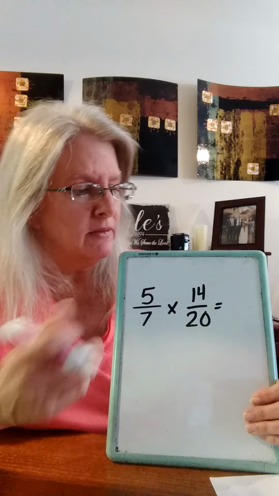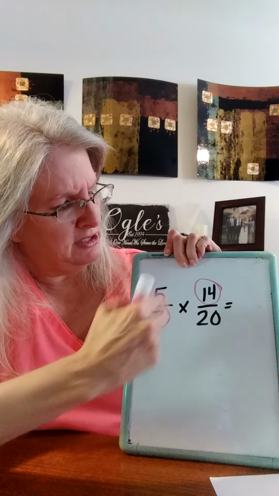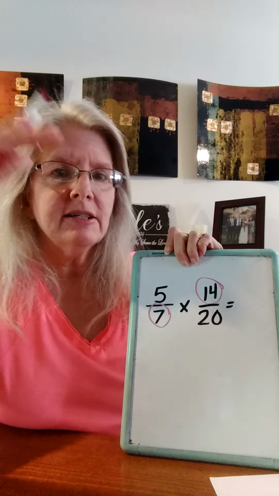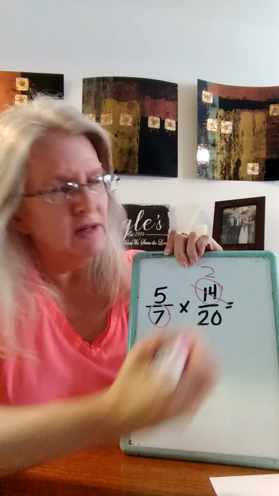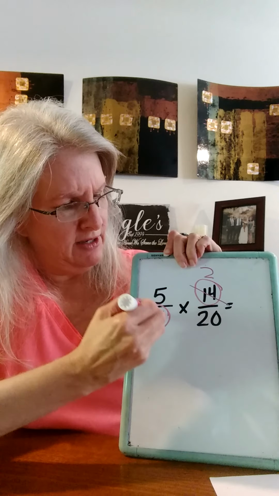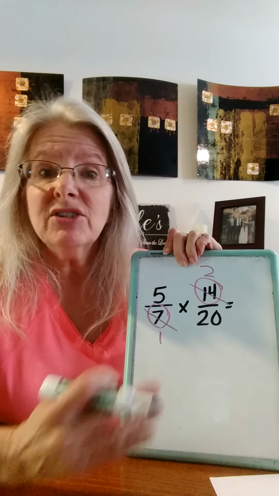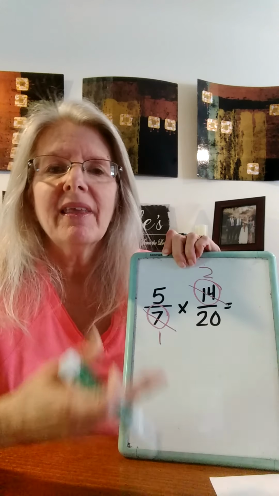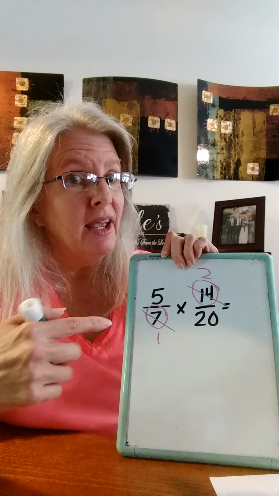It'll make life easier. So I'm looking at this, and I see a 7 and a 14, a top number and a bottom number that can be simplified. I can divide the top number by 7, which gives me 1. I can divide the bottom number by 7, which gives me 2. So that's really nice. That's going to make the problem easier. But I can cross cancel again. Not in every problem, but in this one I can.